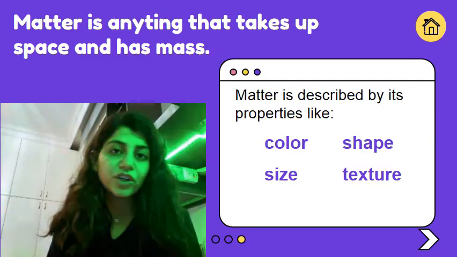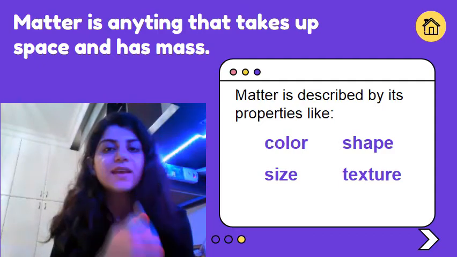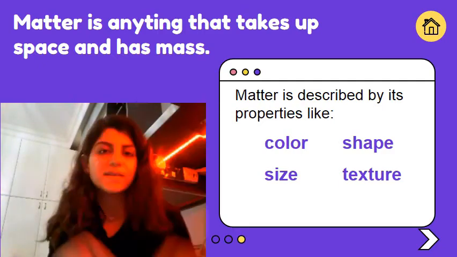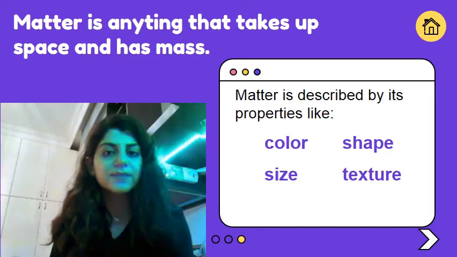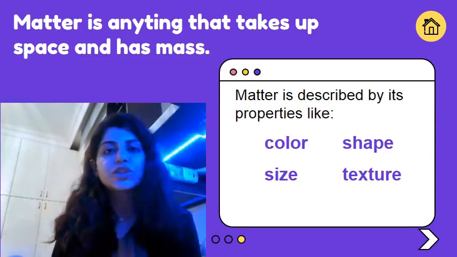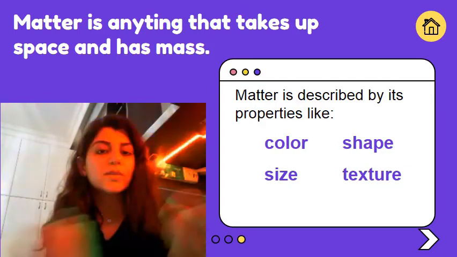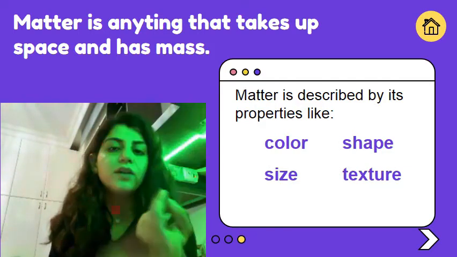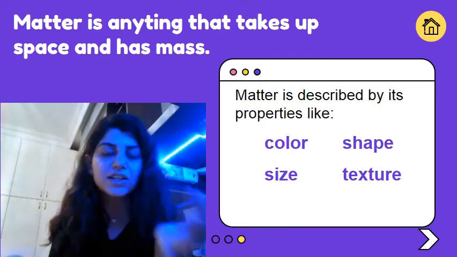What is matter? We all know that matter is anything that takes up space and has mass. We all know that air also is matter, right? Matter is described by its properties. What do I mean by this? We know its color, shape, size, and texture.